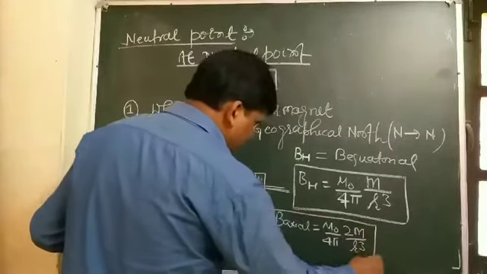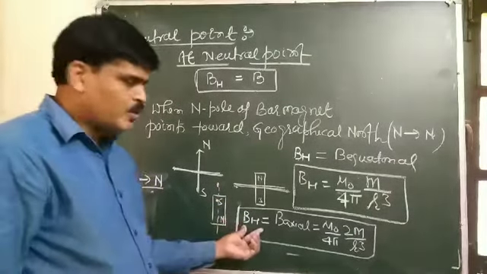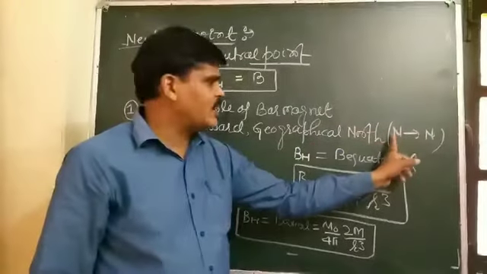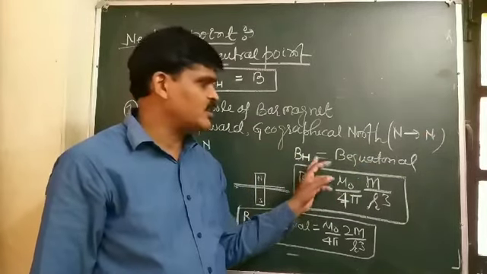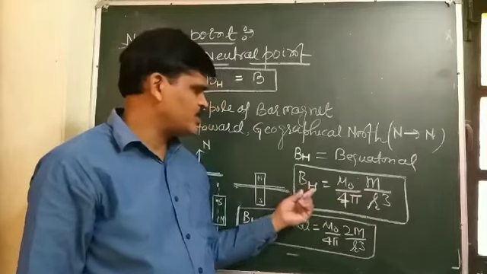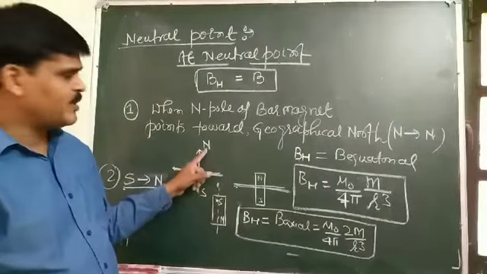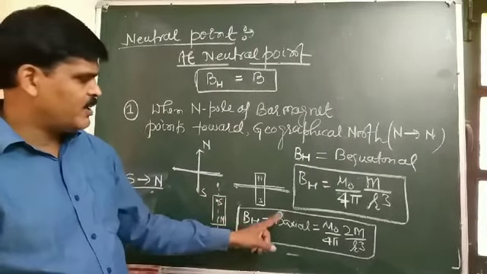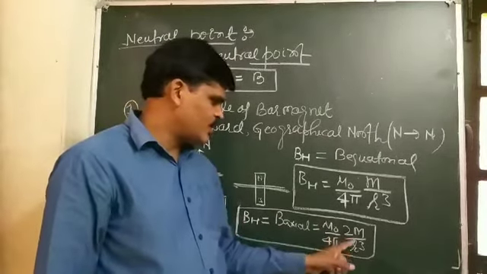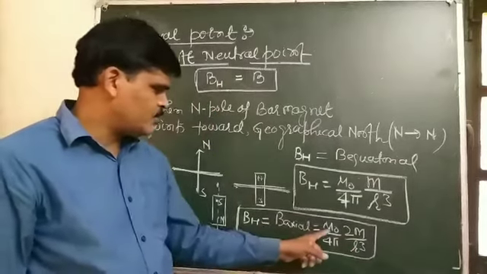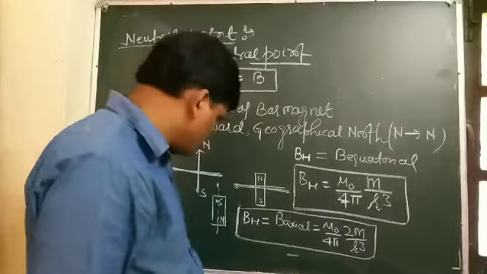So the neutral point is very important for solving various numericals. When the north pole of the bar magnet points to the geographical north, the neutral point is obtained on the equatorial point of a bar magnet, so BH equals mu naught by 4 pi, M by R cube. When the south pole points to the geographical north, the neutral point is obtained on the axial point, so BH equals mu naught by 4 pi, 2M by R cube. With this formula you can solve various numericals.